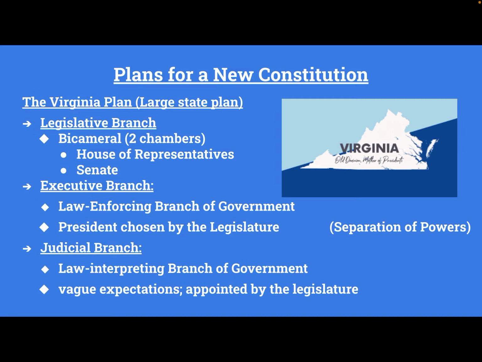Then they also had a judicial branch, the law interpreting branch of government. Now, in it, they had very vague expectations, but again, appointed by the legislature, which under the Virginia plan is bicameral, two houses, both based upon population. Yeah, Virginia's going to have the most say once again. So hopefully you all are seeing, yes, they separate the powers under the Virginia plan, but that's all going back to the fact that Virginia was the highest populated state out of the 13 colonies.